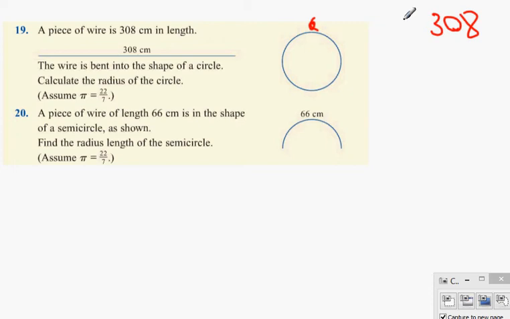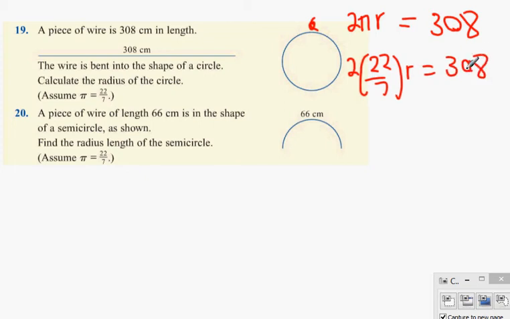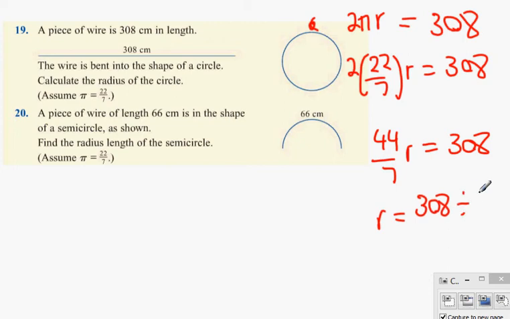The formula for this is 2 pi r. And what we know is that pi has to be 22 over 7. So it's 2 times 22 over 7 multiplied by r equals 308. So what we do here is we get 44 over 7 r equals 308. It's multiplied on the left, which means you're dividing by 44 over 7 on the right. So just get 308 and divide it by 44 over 7.